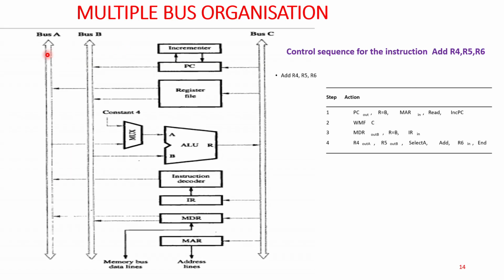Here we have bus A, B, C. Here these are all connectors, and the components are connected with different buses. If you want to execute this, add R4, R5 and R6, how do you generate the control signals?